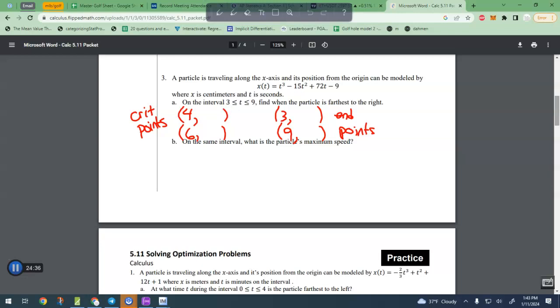They don't give very much space. So now our job is to plug these numbers back into that top equation. You guys plug in 4 over here. This row plug in 6. This row plug in 3. You guys plug in 9. It goes into the original. We're trying to find the distance. When is it farthest to the right? What position? So we plug into the position.